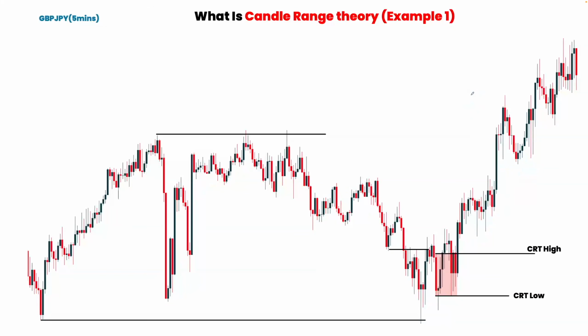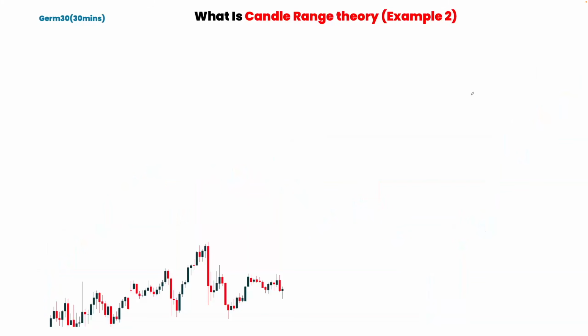Let's move on with another example. We have the German 30, on the 30 minutes time frame. Firstly, we need to analyze. Let's analyze a chart like this. In this area price is very slow, which means we might be in a correction. But if we look closely, the moves to the downside are very, very strong. It's convincing. But here, this is where things change.